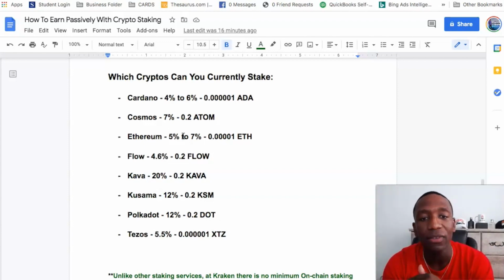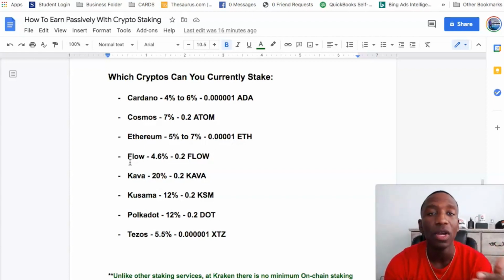Okay, so now Ethereum will be 5 to 7% annually, and then you would need 0.0001 ETH. And then for Flow, you will get 4.6% annually, and then 0.2 Flow. And then Kava, as you can see, a whopping 20% annually.